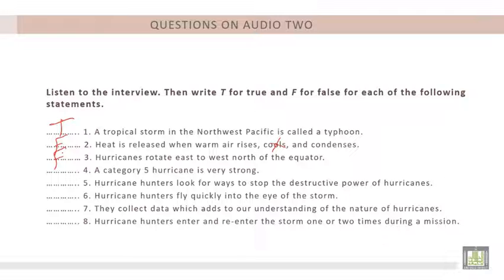4. A Category 5 hurricane is very strong. This statement is true. 5. Hurricane hunters look for ways to stop the destructive power of hurricanes. This statement is true. 6. Hurricane hunters fly quickly into the eye of the storm. This statement is false, because hurricane hunters fly gradually into the eye of the storm, not quickly, gradually.